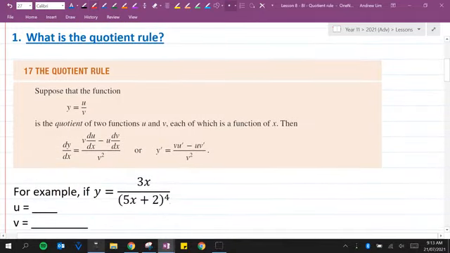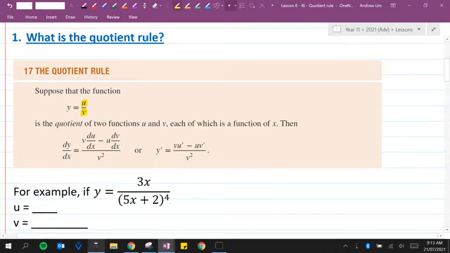So what is the quotient rule? Well, suppose you have a function y equals u over v, the quotient of two functions u and v, each of which is a function of x. So what that means is, in the numerator, that is a function in terms of x, and in the denominator, that's also a function in terms of x.